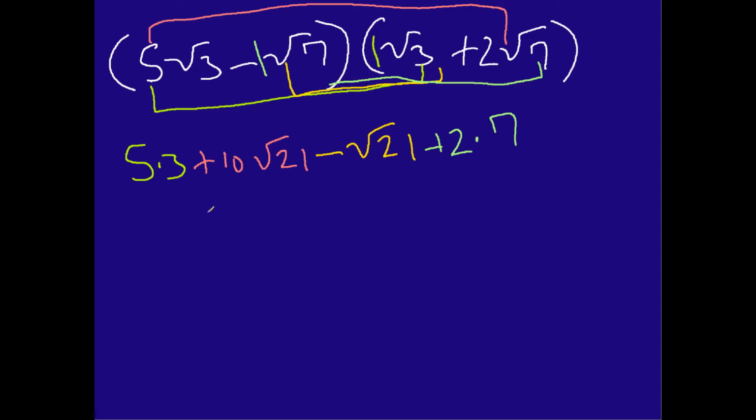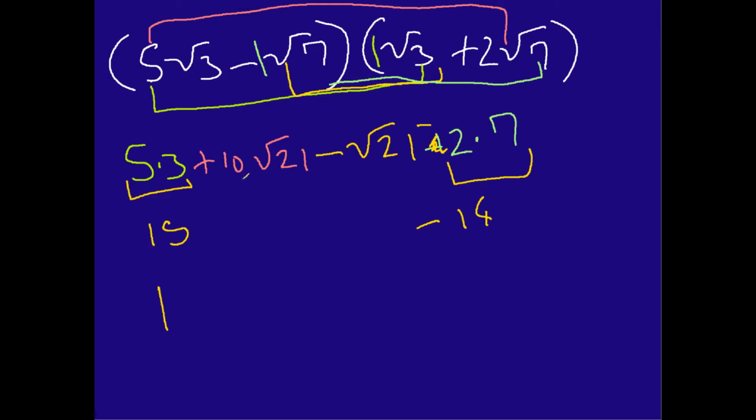Now, let's see if we can combine like terms here. So to make this as simple as possible, 5 times 3 is 15. And 2 times 7 is going to be 14. Well, that should be a negative, excuse me. Let me deal with this first. This should be a negative sign right here. So we got minus 14 like so. And that's going to simplify to 1. Now, let's see what else do we have here.